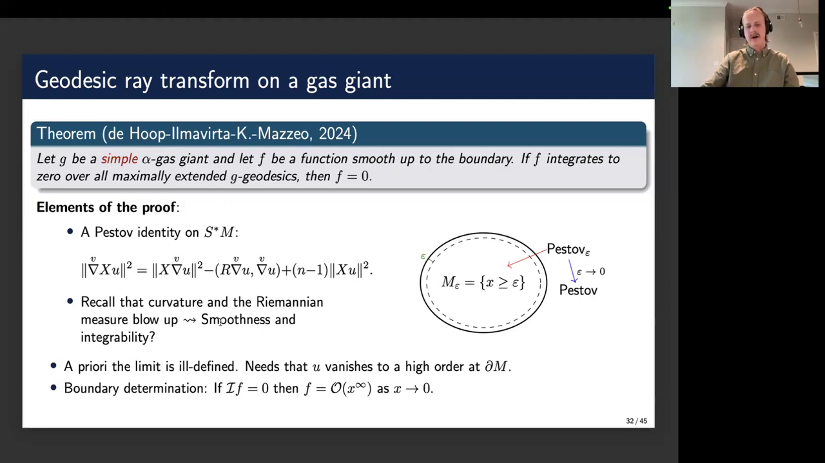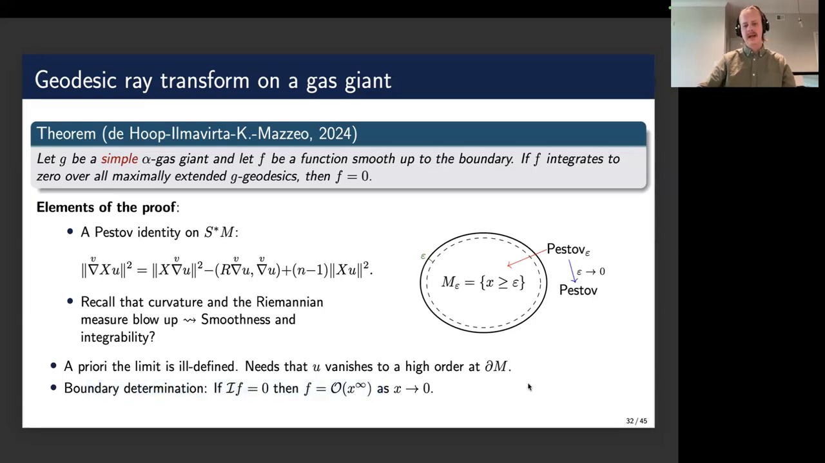So basically it's ill-defined, because you will have some kind of smoothness and integrability issues. Well, things get technical, but basically what you want to prove is that this u function, the integrals of f over geodesics, they vanish in some sense to a high order at the boundary of the manifold. I guess we should have the boundary of the unit sphere bundle here, not the boundary of the manifold. But nonetheless, you get the idea. So this is what you need to deal with in the background.